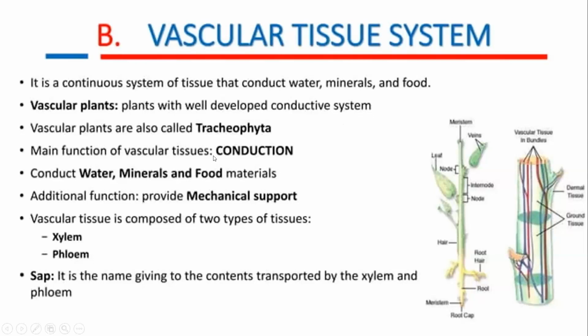The main function of the vascular tissues is conduction of water, minerals and food materials. An additional function is mechanical support, due to the presence of xylem fibers and phloem fibers. Vascular tissue is composed of two types of tissues, xylem and phloem. The contents transported by xylem and phloem, that is water, minerals and food materials, are called sap.